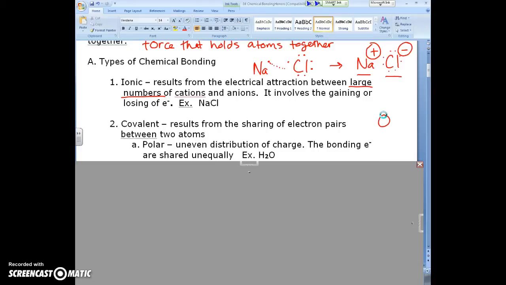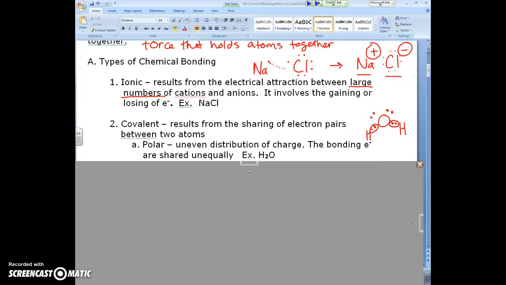So I've got oxygen. It's in group 16, so it has 6 valence electrons. Then we have 2 hydrogens. Each hydrogen has 1 valence electron. And they end up sharing these electrons right here. Each hydrogen has access to 2, and each oxygen has access to 8. 1, 2, 3, 4, 5, 6, 7, 8. And that makes it a nice, happy, stable molecule.